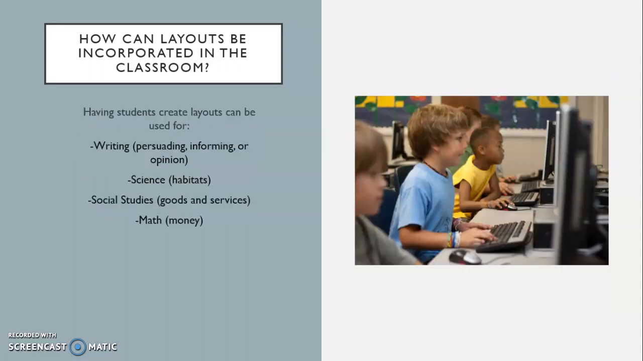I saw that when I used layouts in all these different ways, it really was incorporated into a lot of subject areas. Writing: I could see them using any one of the layouts that I mentioned to persuade, inform, or to share their opinion. With the zoo example, I could tie that into science. We're going to be learning about habitats in the next couple of weeks, and I think that would be a great activity for them to do. Social studies, goods and services: we do a unit on economics, and of course you can tie in math and money with some of these layouts as well.